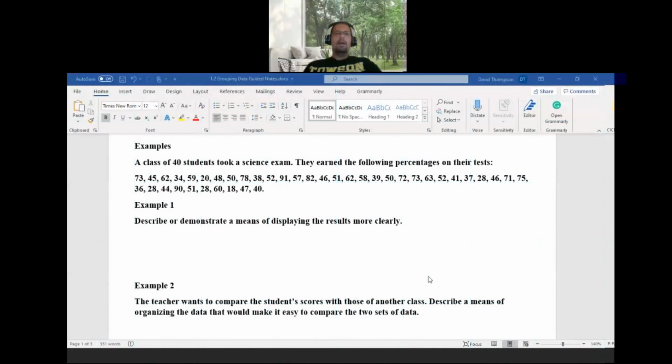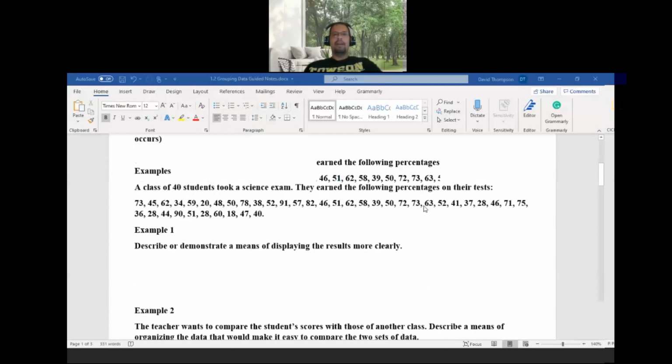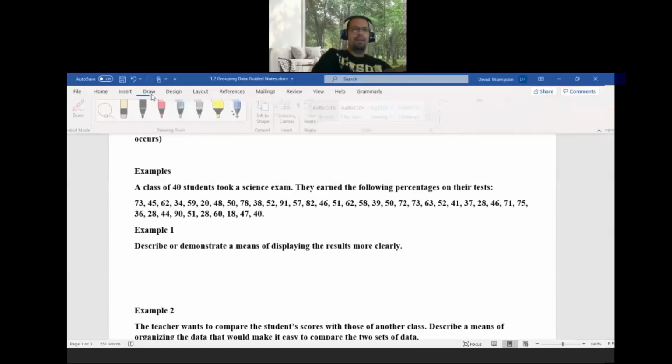Example 1. A class of 40 students took a science exam. They earned the following percentages on their test: 73, 45, 62, 34, etc. Describe or demonstrate a means of displaying the results more clearly. If we want to see the results in a more clear manner, we need to organize the data. So we'll do that by putting them in numerical order.